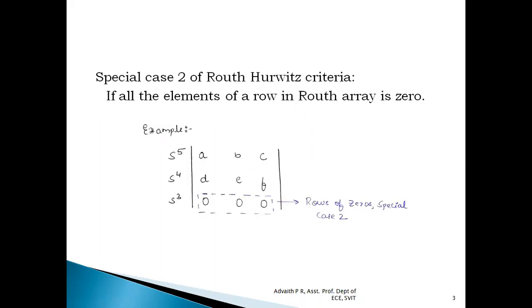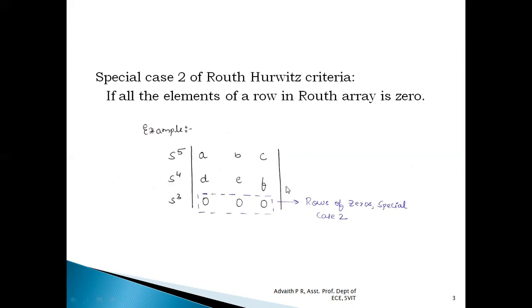If all the elements of a row in a Routh array are equal to 0, then that case is called special case 2. For example, let me consider the coefficients as shown in the Routh array. A, B, C, D, E, F form the first two rows of the Routh array, and the third row of the Routh array I have considered as 0. All the elements in the third row are 0. So when all the elements of a row in a Routh array are equal to 0, that gives us special case 2.